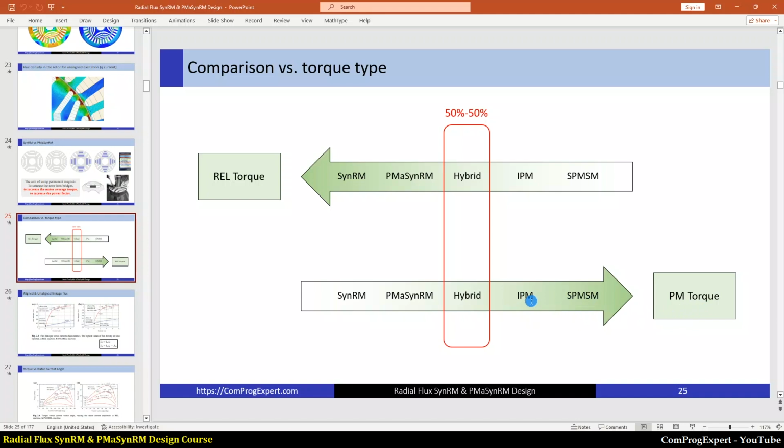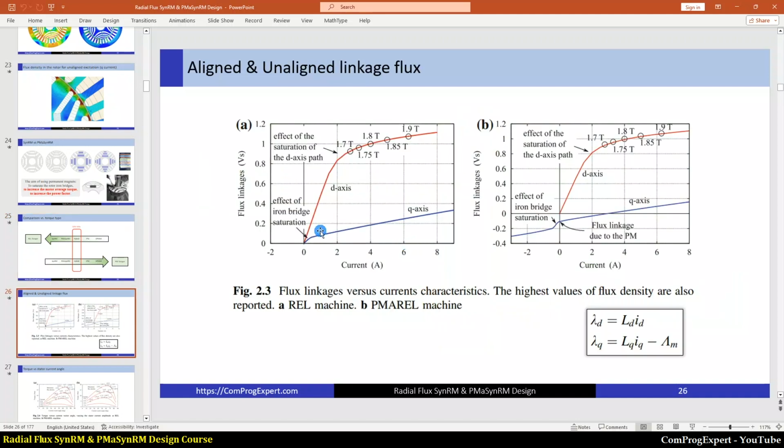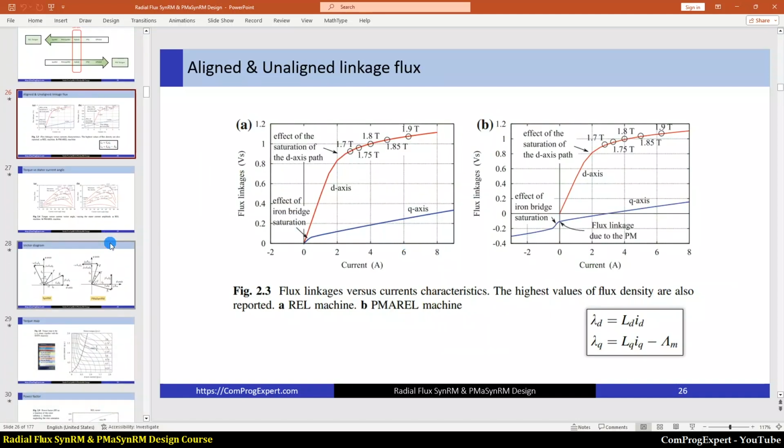However, we have reluctance torque as well. And in a PM assisted motor, the main part of the output torque is reluctance torque, and also we have magnet torque. And in the hybrid motor, 50% of the torque is reluctance torque and 50% is PM torque. So now let's review some important characteristic curves of the synchronous reluctance motors and PM assisted motors. Later we will calculate these graphs using finite element analysis.